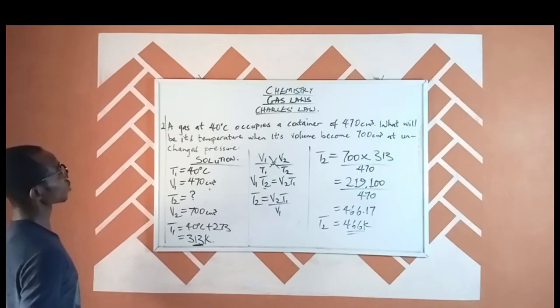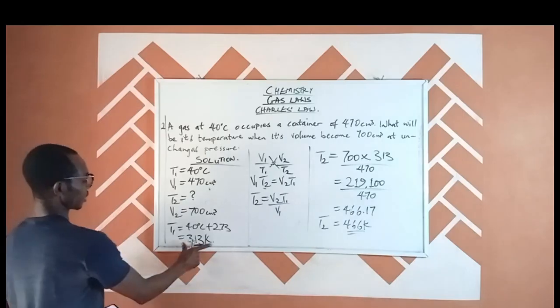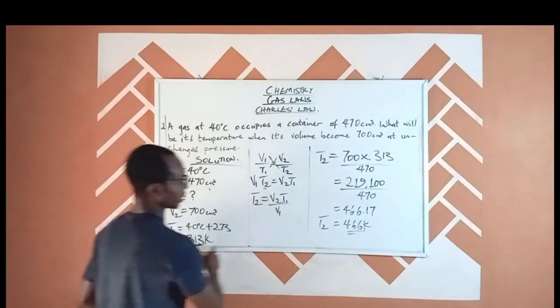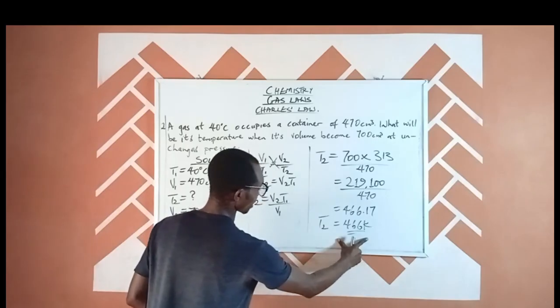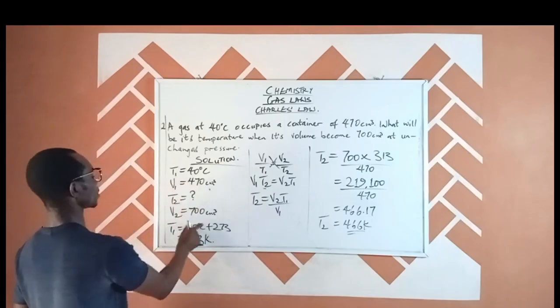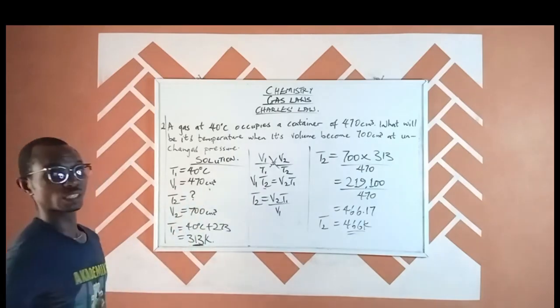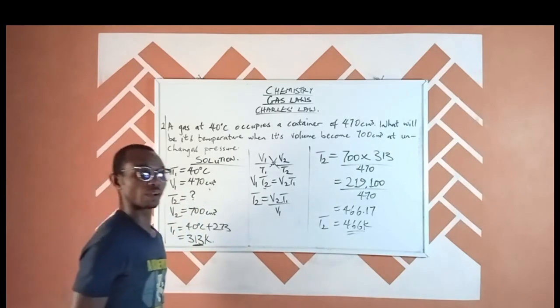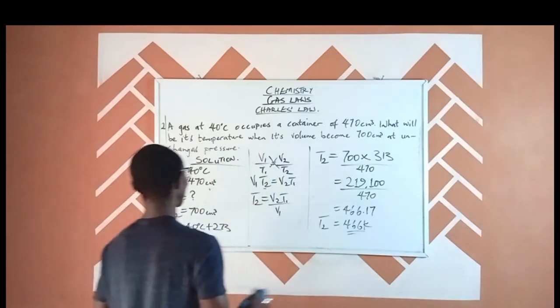So at this temperature, we have 313 Kelvin increasing to 466 Kelvin because our volume, which was 470, has increased to 700. So that is what Charles' law is talking about. So direct proportionality.